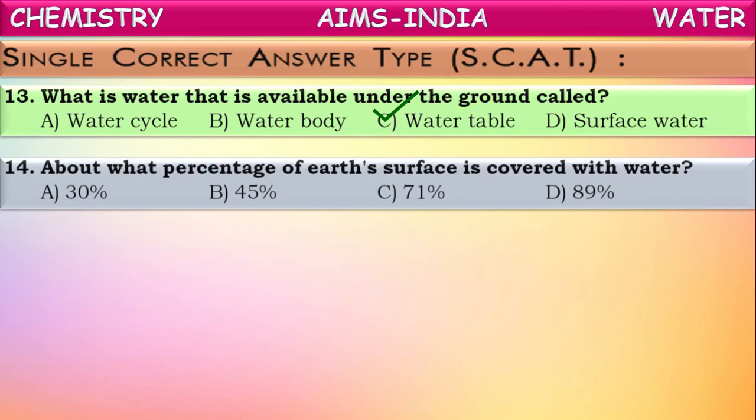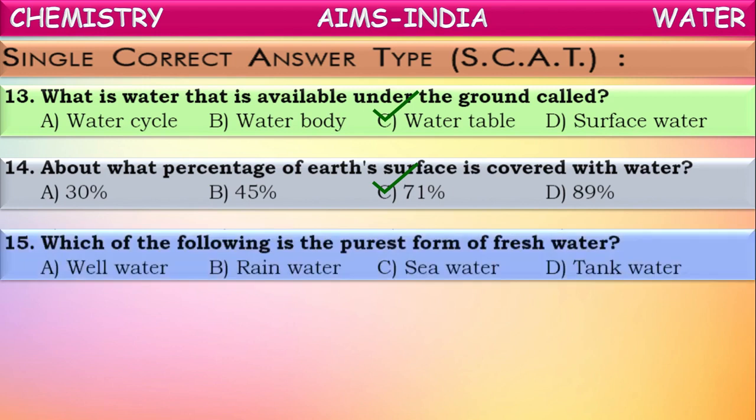Okay, next one. About what percentage of Earth's surface is covered with water? Around 70%, around 71% of the Earth's surface is covered with water. That is why we said when you see Earth from outer space, it appears blue, because most of the surface of the Earth is covered with water in the form of oceans and rivers.